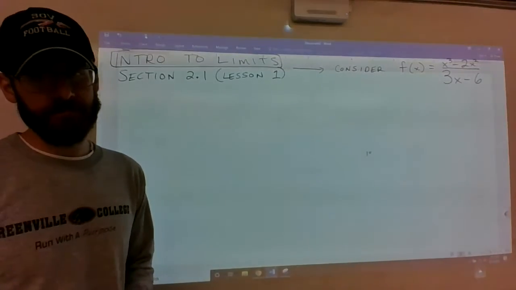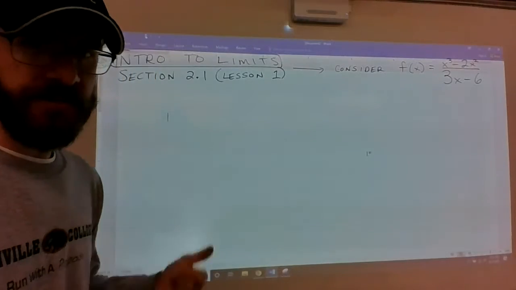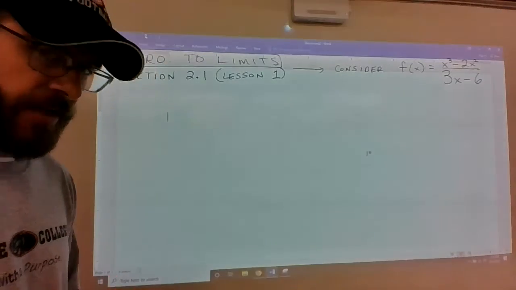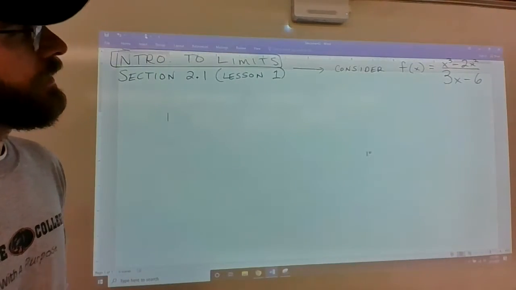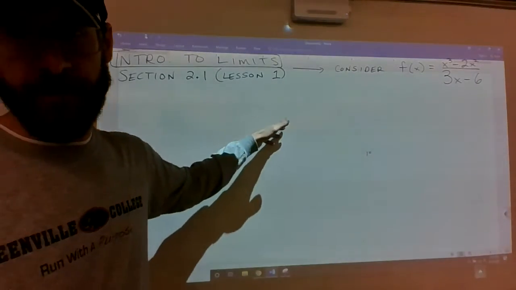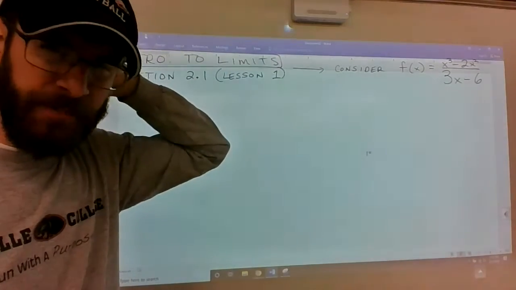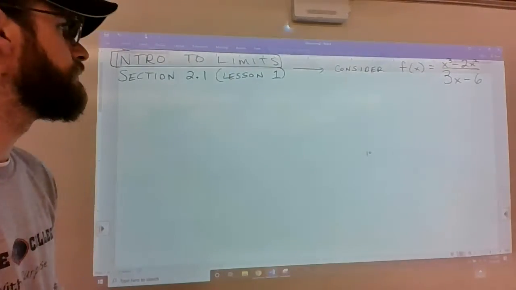AP Calculus. We meet again. Today we're going to be talking about limits, that stuff that you guys did at the very end of remote learning. Section 2.1 of the textbook, we're going to be splitting that up into two parts. It's a little bit different than the remote learning, but I think you guys will catch on quick.